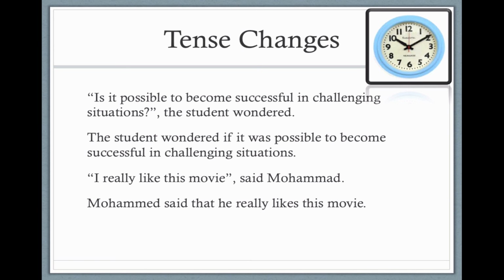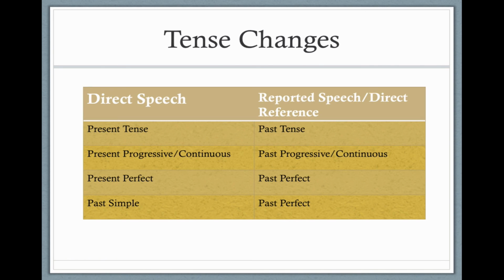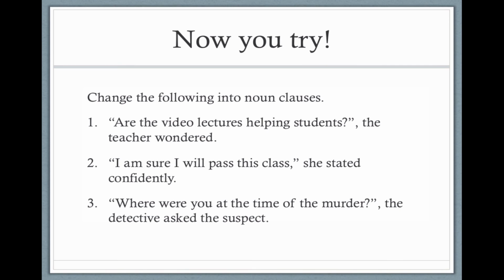But for all the other times when it will change, this is a chart that will help you determine what that changes to, right? So on the left-hand column, you have direct speech, what they said. On the right-hand column is what you would change the tense to as you report it in an indirect reference. All right, now you try. Go ahead and change the following sentences into noun clauses, and we'll discuss them in class.